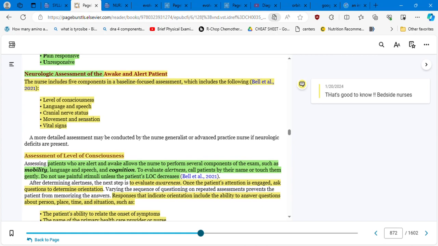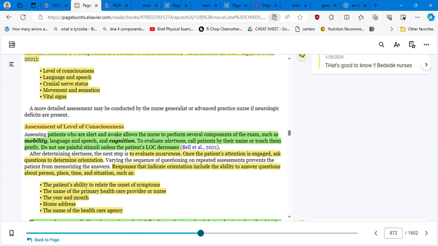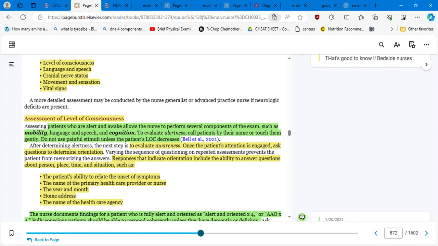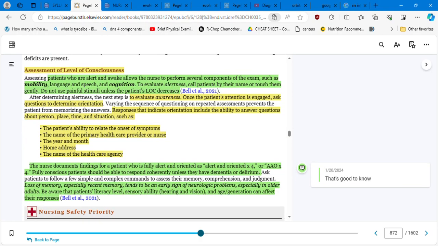The NERS includes 5 components in the baseline focus assessment, which includes the following: level of consciousness, language and speech, cranial nerve status, movement and sensation, and vital signs. So the assessment of level of consciousness of the awake and alert patient allows the nurse to perform several components of the exam, such as mobility, because they are alert, so they are going to be able to follow commands.